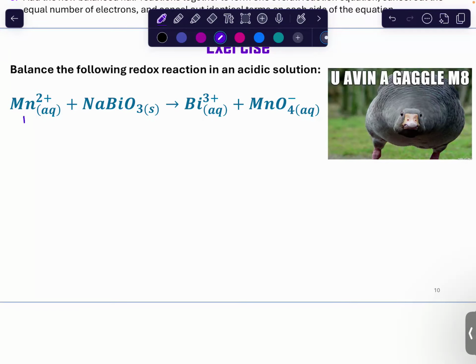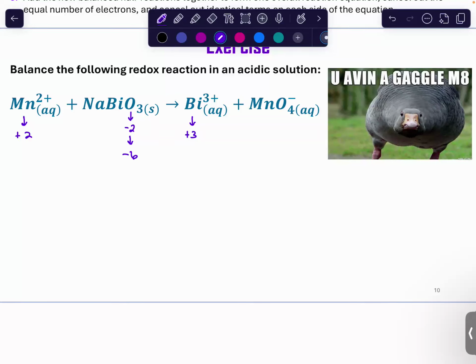Bismuth. So we have a manganese 2 ion. We have a bismuth ion. So let's look at these others. Okay, let's look at this sodium bismuth O3. Let's do that one. So let's start with oxygen. Each oxygen is a -2. 3 of them gives an overall charge of a -6.